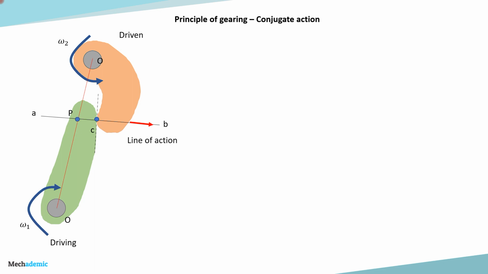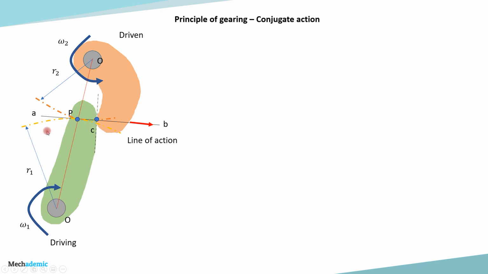pitch point. Now if you are drawing two arcs, one arc which has its center at the center of the green cam and the radius R1, which is basically OP, and another arc which has its center at O for the second cam, that is the orange cam, and the radius OP again over here, which is R2. So these two arcs have a common tangent, which is the same as the line of action.